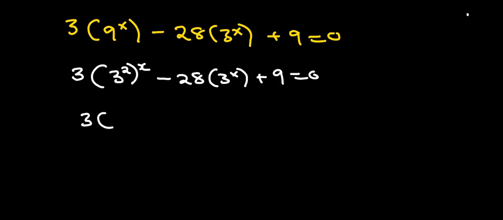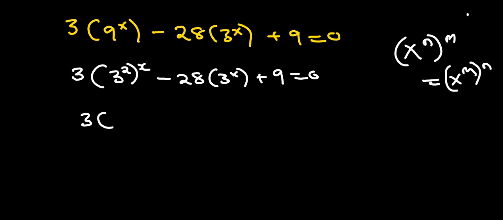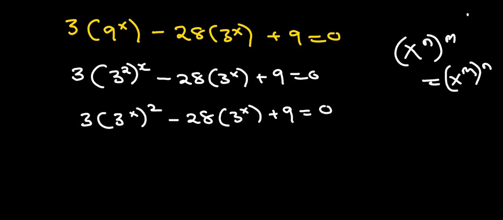This is just going to be, you can swap them because you learned under indices that this is the same as x to the power m, then put the n outside, right? Then this is going to be 3 to the power x, then to the power 2, minus 28 times 3 to the power x, plus 9. This is equal to 0. Is there anyone who is lost here at this point? Any question up to this point?